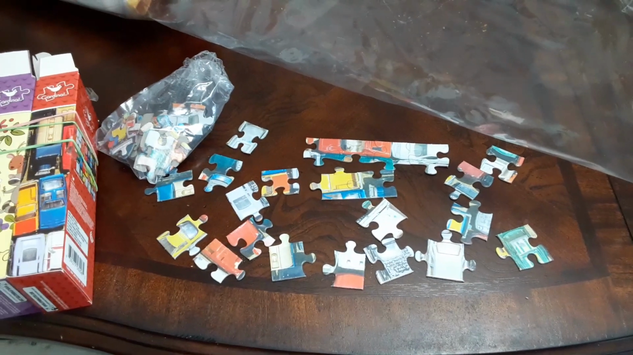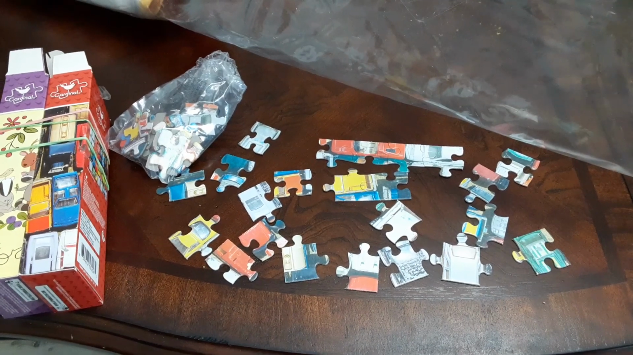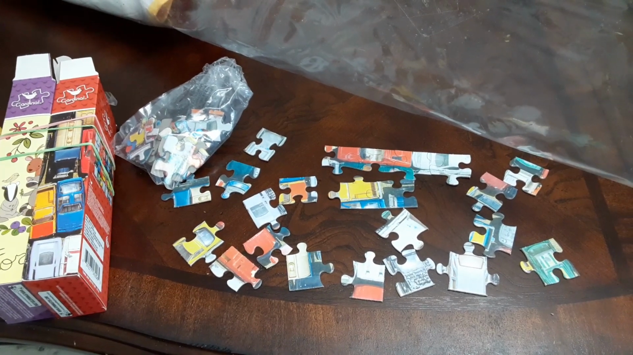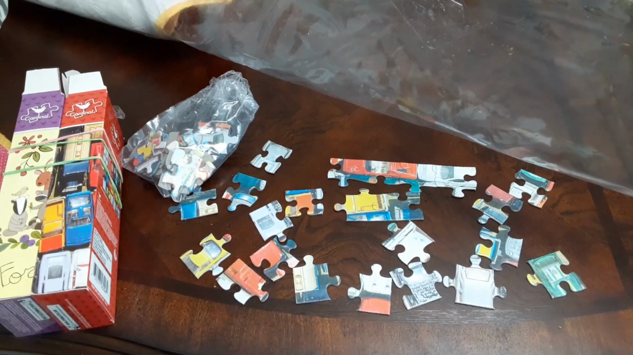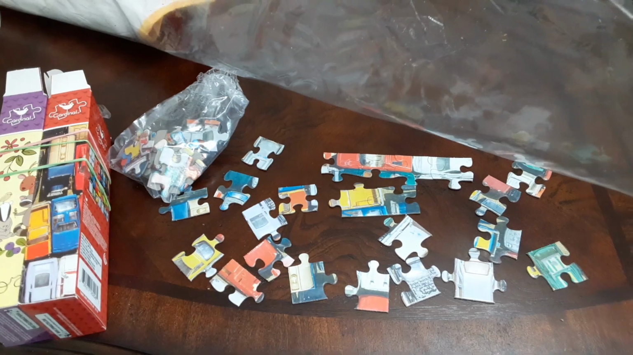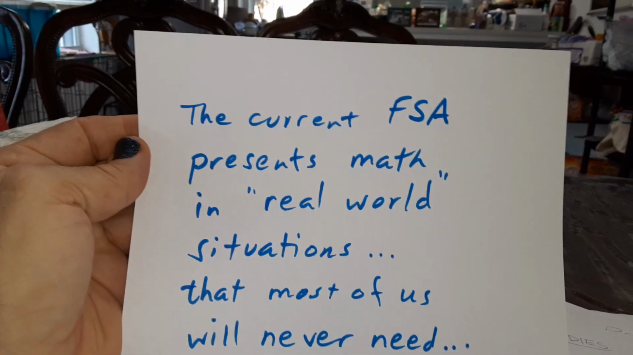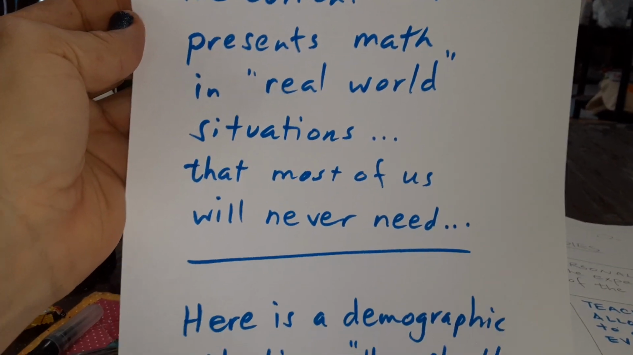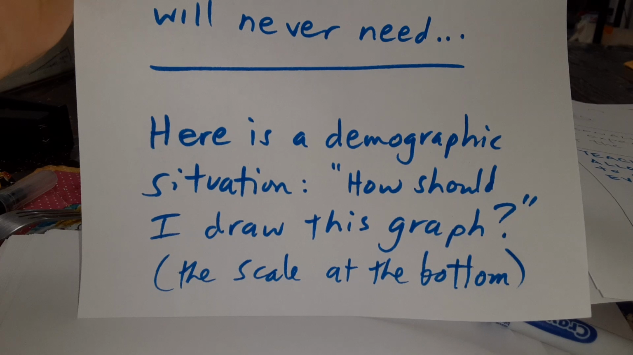In a puzzle with 48 pieces, 23 of them are edges. This is an example of percentages across the curriculum. Math does not have to be a separate subject. The current FSA presents math in real-world situations that most of us never need. For example, here's a demographic situation.